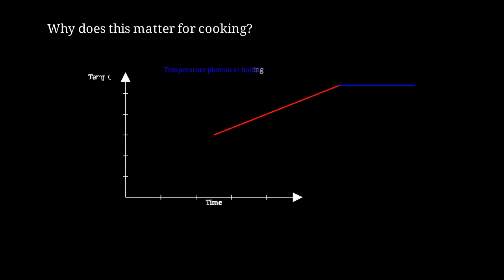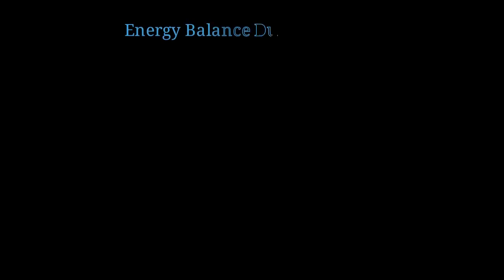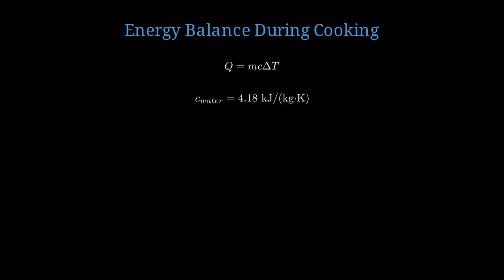This graph shows temperature versus time. Notice the plateau at 100 degrees. No matter how much heat you add, temperature stays constant during boiling. Let's do a quantitative analysis. How much energy does it take to make borscht? We need to heat water from room temperature to boiling. The fundamental equation for sensible heat is Q = mcΔT. Q is heat energy, m is mass, c is specific heat capacity, and ΔT is temperature change. The specific heat of water is 4.18 kilojoules per kilogram Kelvin. This is one of the highest specific heats of any common substance.